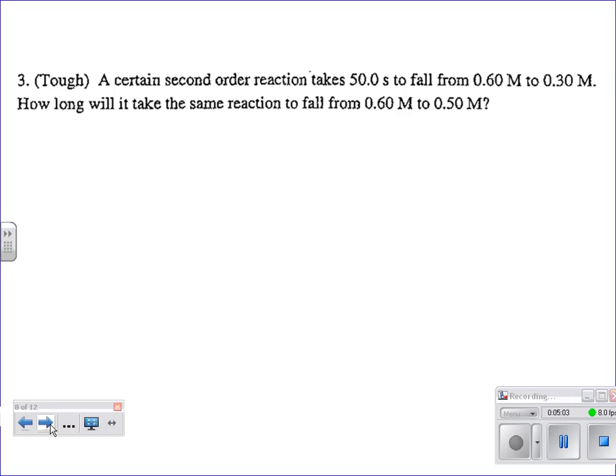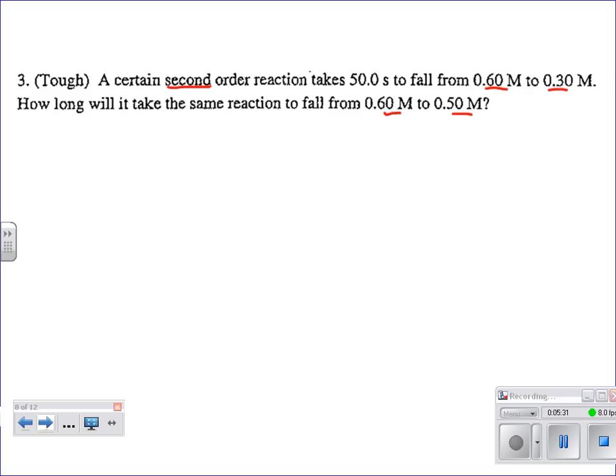Here, again, it tells us the order of the reaction. It's second order, and it takes 50 seconds to fall from this concentration to this concentration. You can look at that and think to yourself, ooh, half-life, I could use that equation. Let's go ahead and start with that anyway. It does say how long will it take the same reaction to fall from this concentration to this concentration. Obviously, we're not going to be able to use a half-life equation for that.